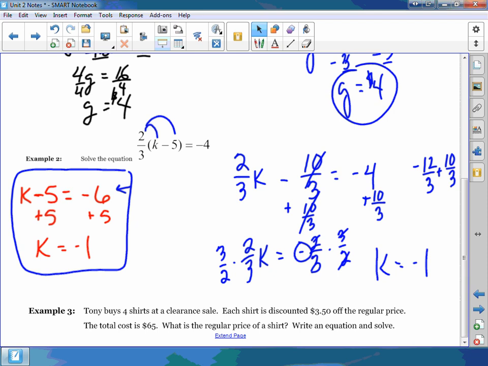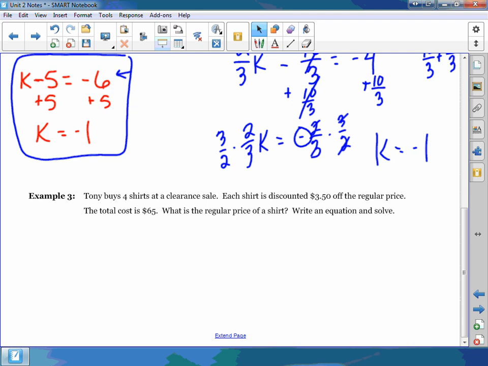Now, I'm not saying that you don't distribute. I'm not saying that that's not a great method. It is. It's a perfectly fine method. However, sometimes distributing does not lend itself to quicker, less messy solutions, if that makes any sense. So I just want you to explore it first. Look at the problem, analyze it, and see which way you think would work better first.